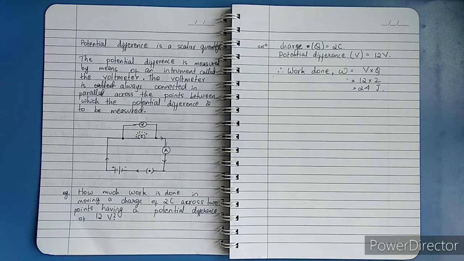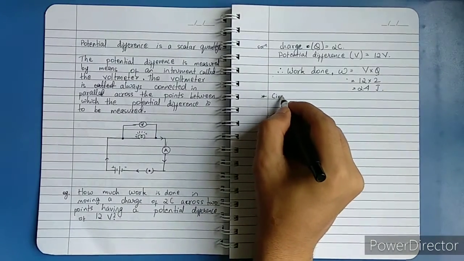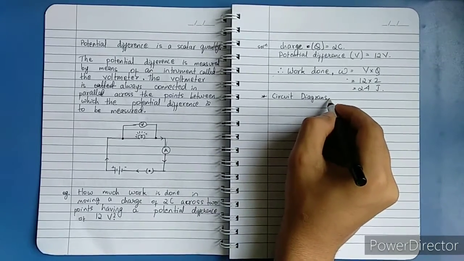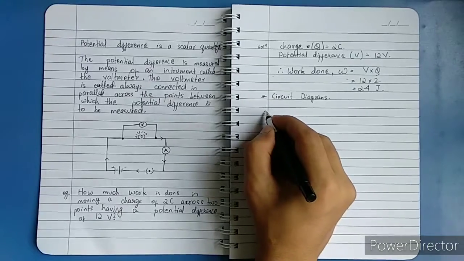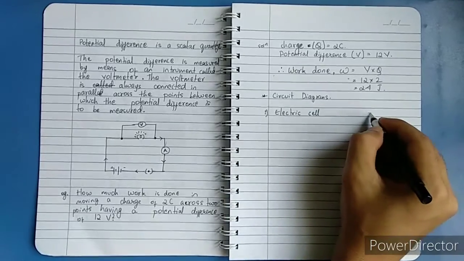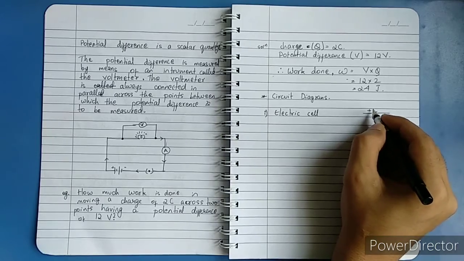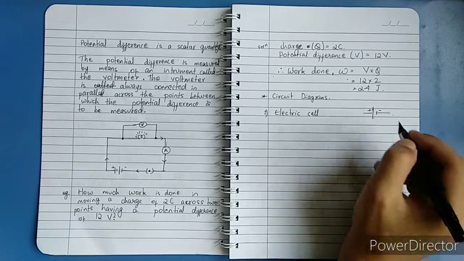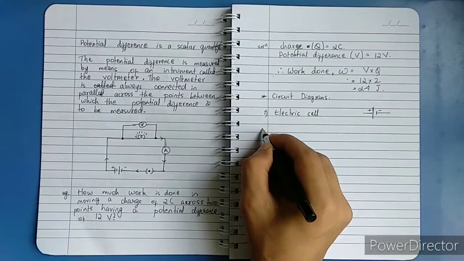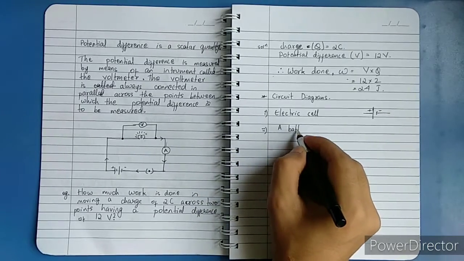Okay. Next, we'll look at some circuit diagrams. First, an electric cell. An electric cell is somewhat like this, where the longer line denotes the positive terminal and the shorter one denotes the negative terminal. Just one of these is a cell, but if we take a combination of cells, we call it a battery.